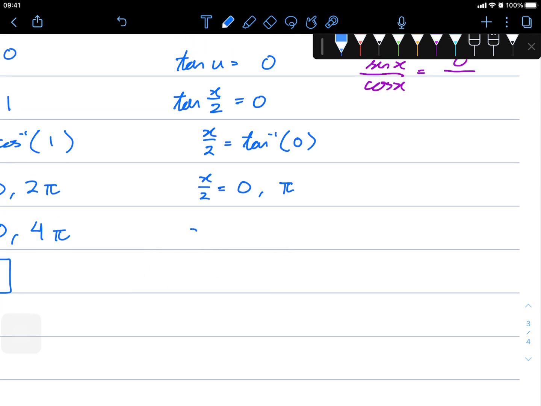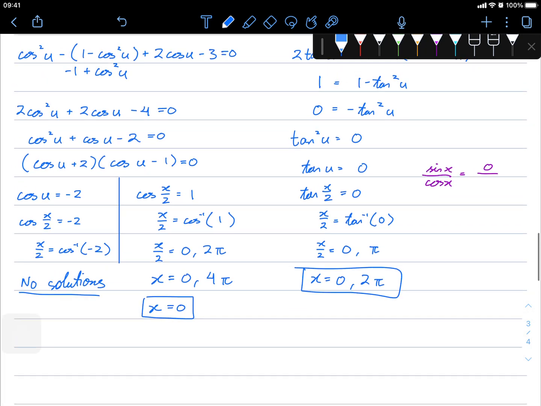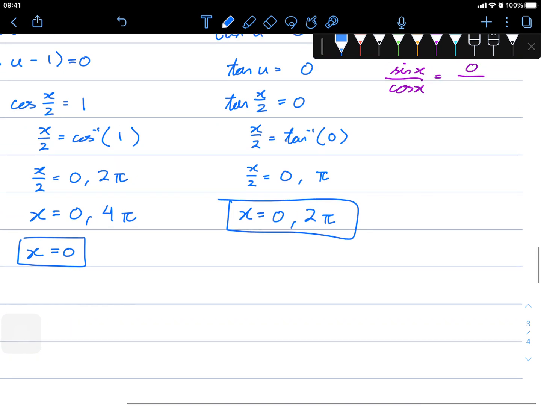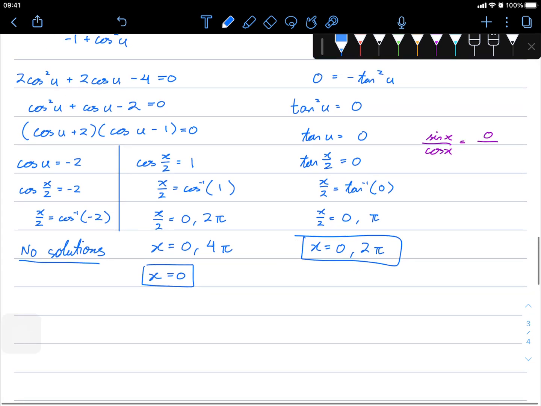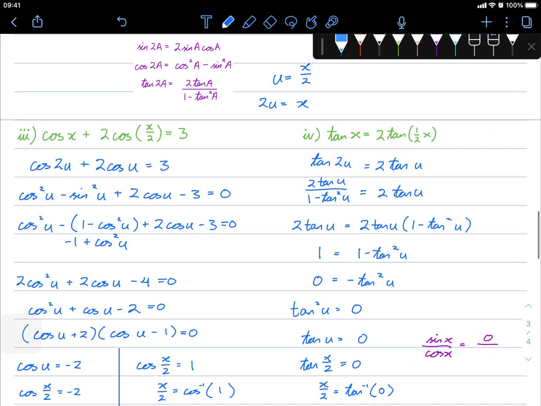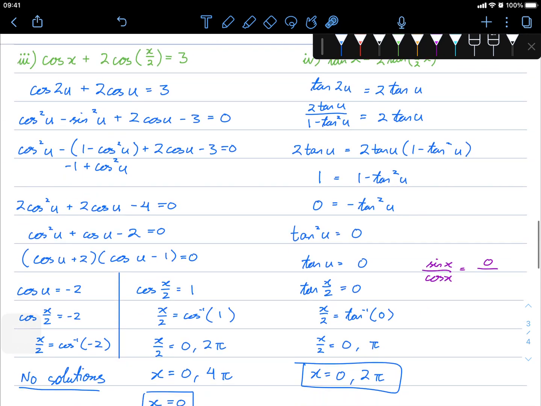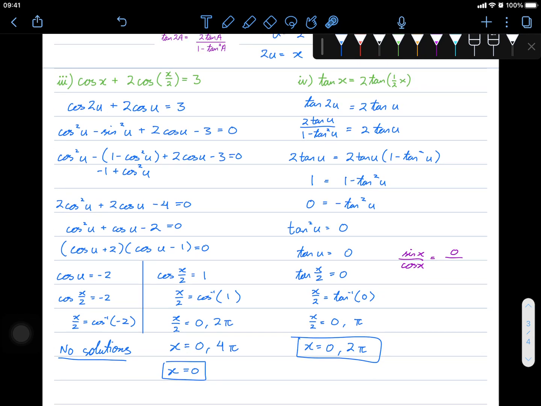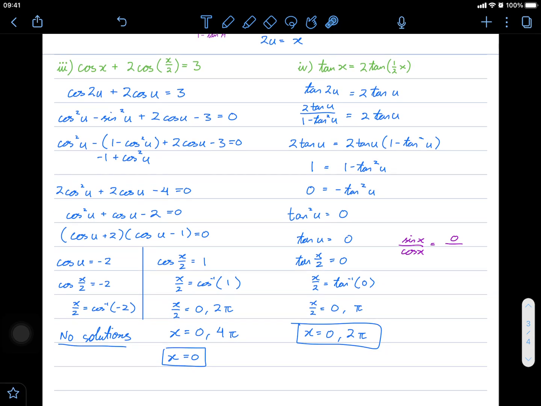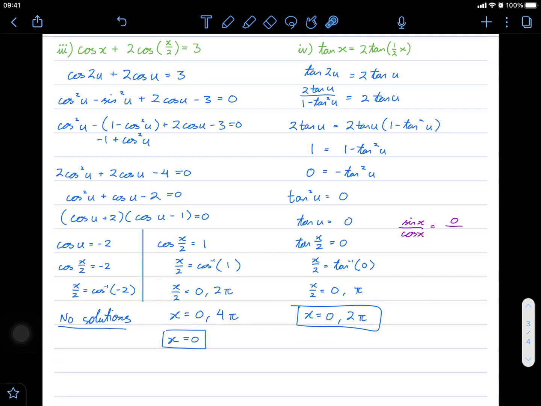Multiplying both sides by 2, we get x is equal to 0 and x is equal to 2 pi. And I believe those are our only two answers, 0 and 2 pi. So I hope you can see that using the double angle identities isn't so difficult. It's more the more difficult trig equations that we are solving. But I hope you can recall all your trig equation skills and methods.